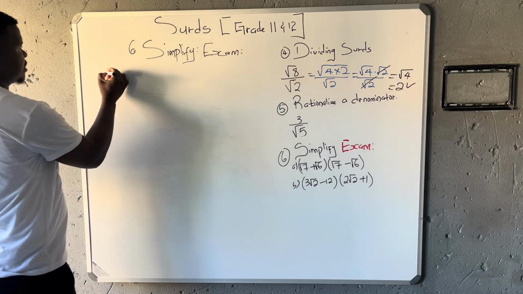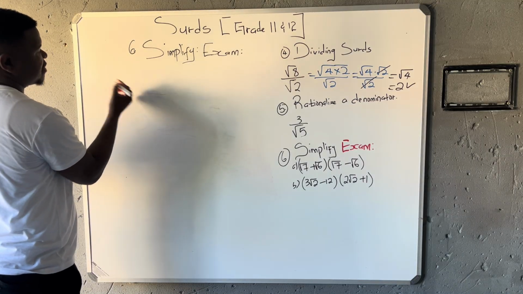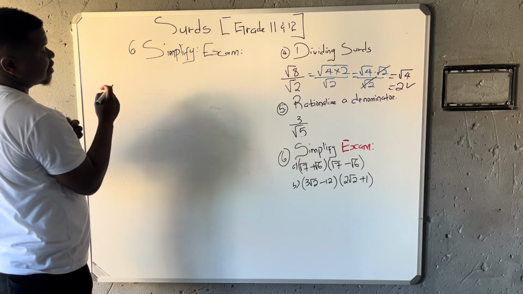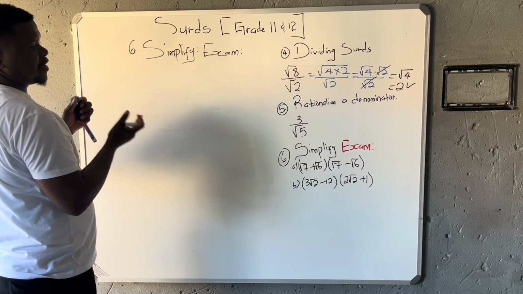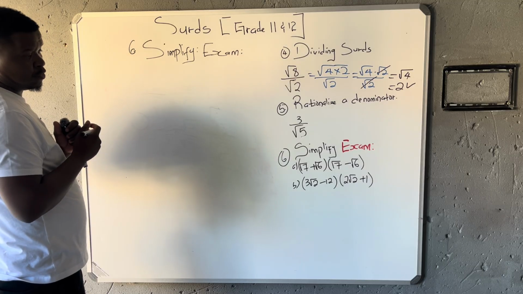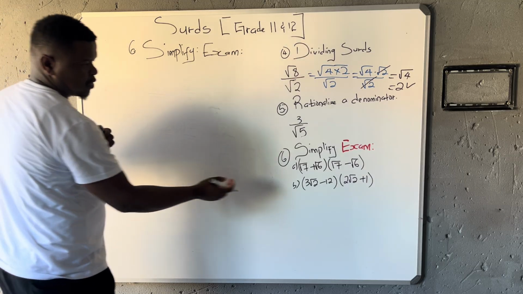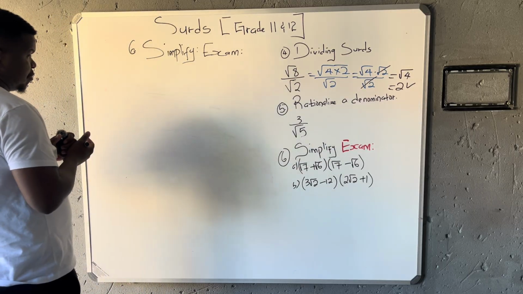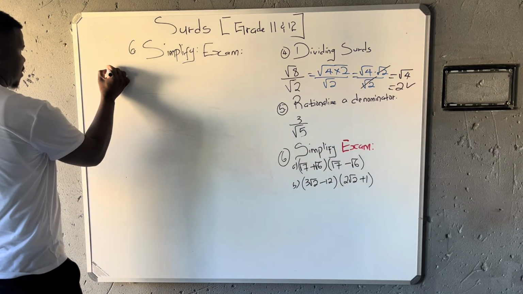So let me start with B, because as you can see, A is like a difference of two squares. A is a difference of two squares of some sort, because we've got the same thing here, just that it is a plus or minus. That is part of the difference of two squares. So let me start with B.